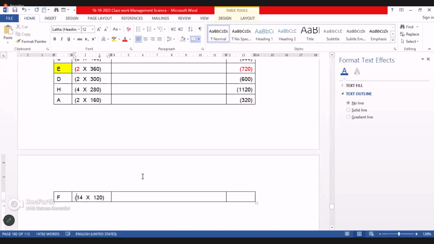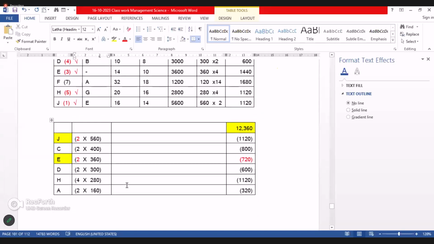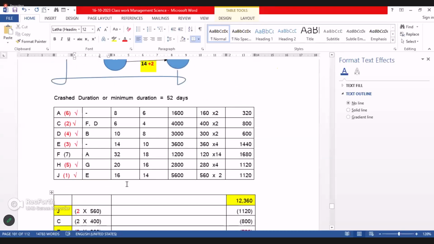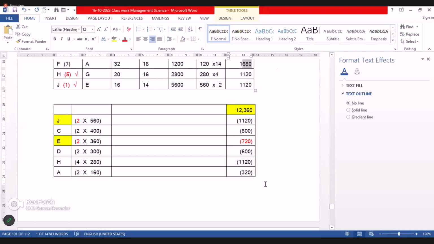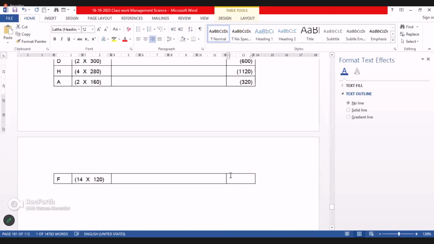So 14 into 120, how much? 1,608. Thousand 608. Now you see that all these things are unnecessary by reducing the durations.